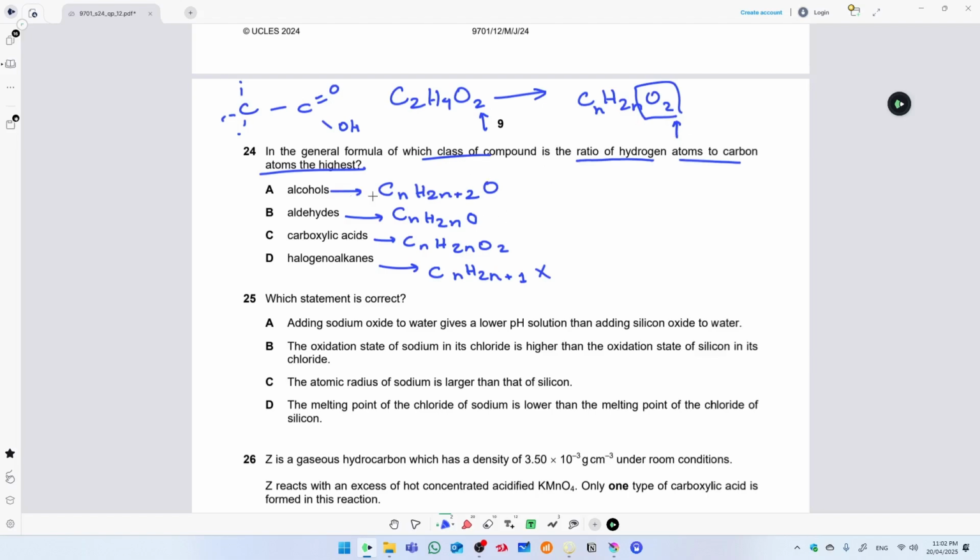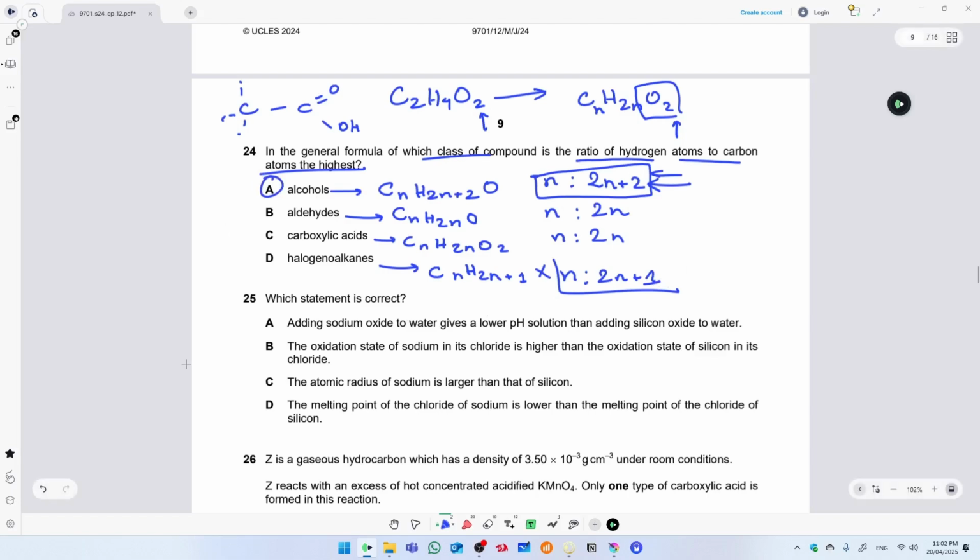Okay, so let's look at the ratios now. So this has n to 2n plus 2. This has n to 2n. This has n to 2n. This has n to 2n plus 1. So the highest ratio is this one. There are way more hydrogen atoms than each. This was close, but it has one less hydrogen than alcohols. So alcohols is the answer.